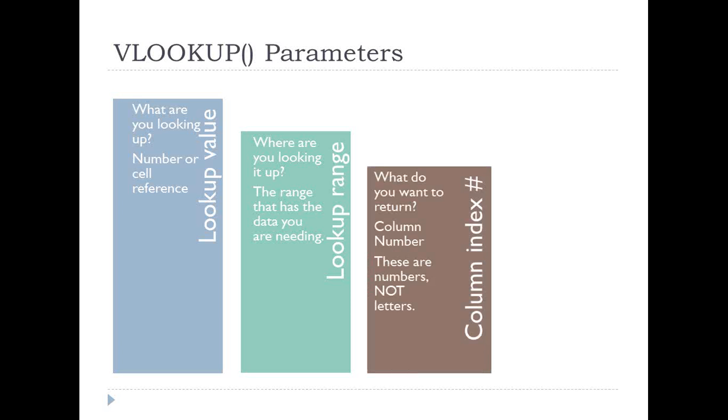The third parameter is the column index number. This is what you want returned. This is a column number. Note that these are column numbers, not letters. So rather than saying, I want B, you've got to give it a number: A, B, C, D, E is 1, 2, 3, 4, 5. It's a little irritating. I got used to knowing what the numbers were.